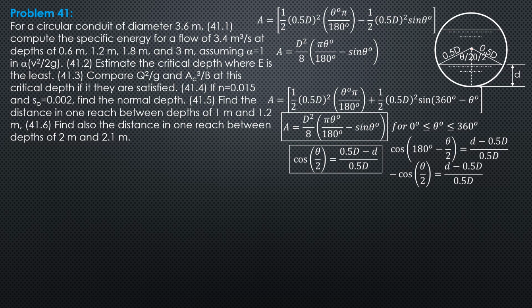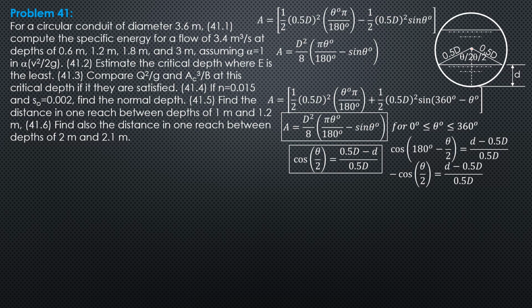So if we multiply everything by negative 1, this becomes cosine theta over 2. Negative 1 times quantity d minus 0.5 d will go back to 0.5 d minus d. So the simplification of this formula will still be this one. Therefore, this is the general formula in computing for theta, regardless of whether the depth is shallow, below 0.5 d, or above 0.5 d.